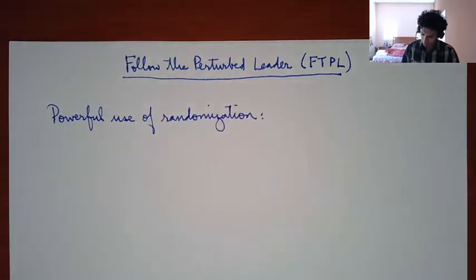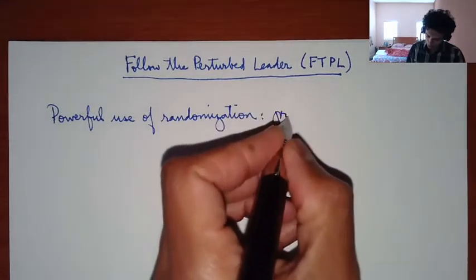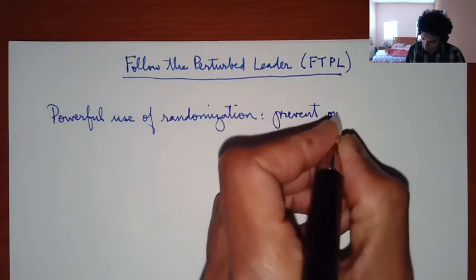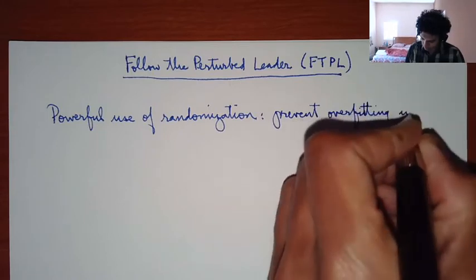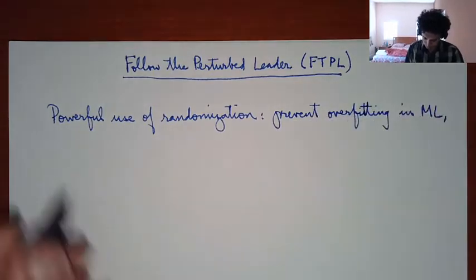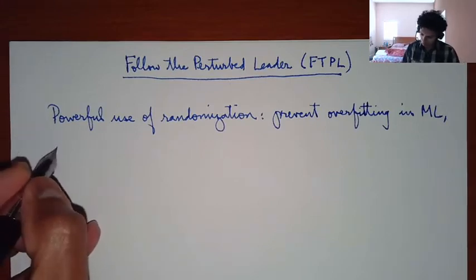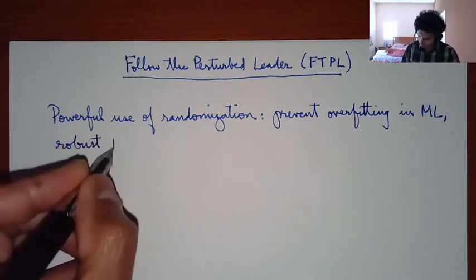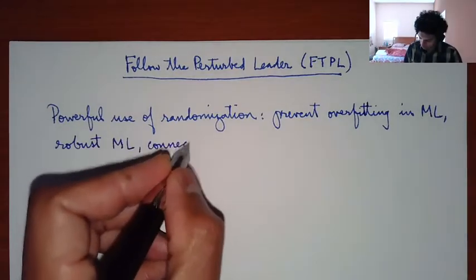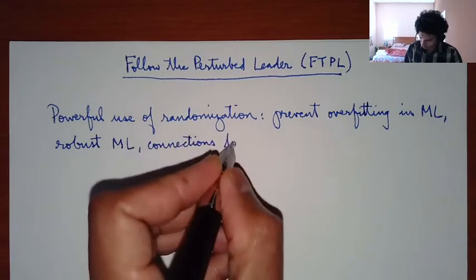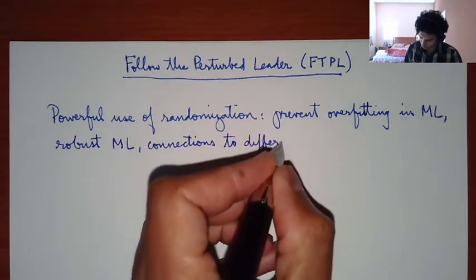And it's actually a very contemporary use in the sense that there are lots of recent results which are doing more and more of this, especially developed over the past decade or so. One can think of it as how to prevent overfitting in ML. And this has lots of connections to doing what is called robust machine learning, and has deep connections to a notion called differential privacy.